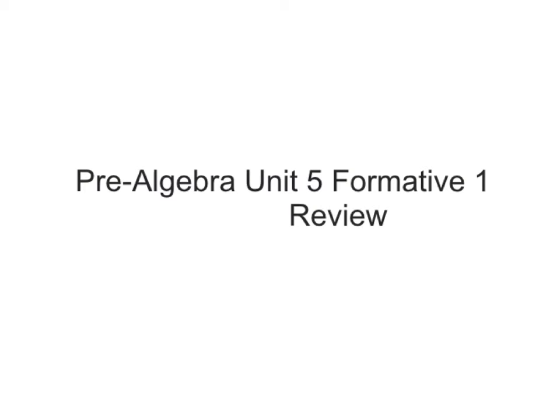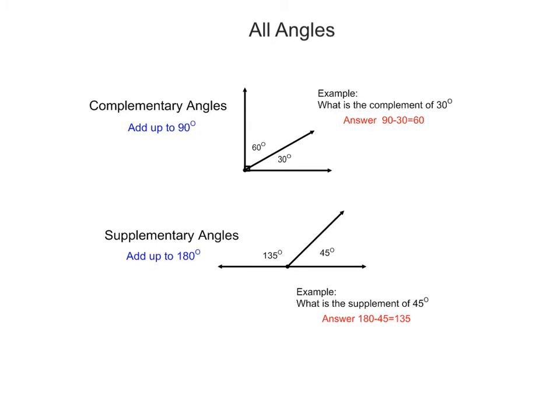Hi, this video will help you review all of the major concepts on the Pre-Algebra Advanced Unit 5 Formative 1. First, you need to know the difference between complementary angles and supplementary angles. Complementary angles are two angles that add up to 90 degrees, and supplementary angles are two angles that add up to 180 degrees. There are a couple ways to remember the difference between these.